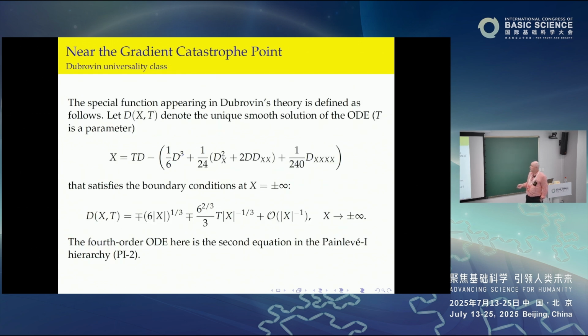That's the idea. So the function D in Dubrovin's theory satisfies an ODE. This is a fourth order ordinary differential equation in x in which the t, which is an argument of D, just shows up as a parameter in the ODE right there. So it's a constant, really. You solve this fourth order nonlinear and non-constant coefficient ODE, non-constant because of this x over here. And that's what gives you the D function, provided that you put the right boundary conditions down. And those should be cube root behavior as x goes to plus or minus infinity. And this equation is the second equation in the Painlevé-I hierarchy. Okay. So that's the object that we need for that theory.